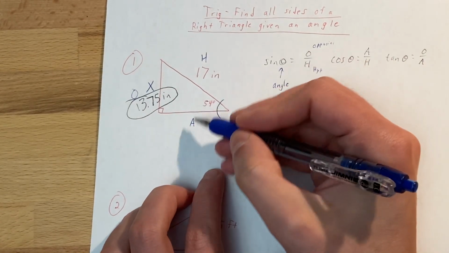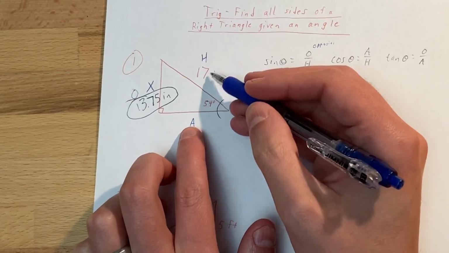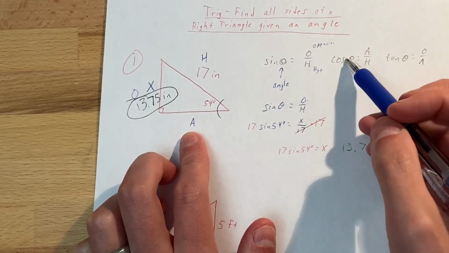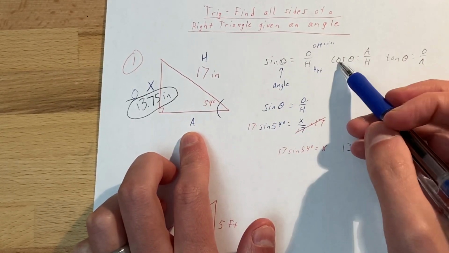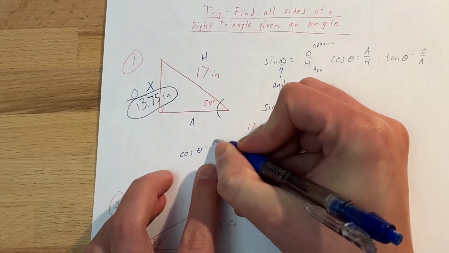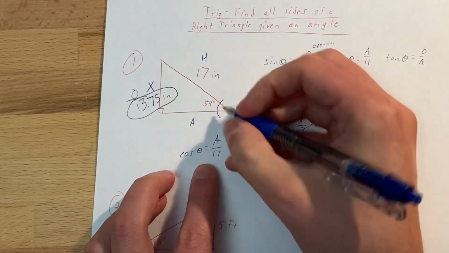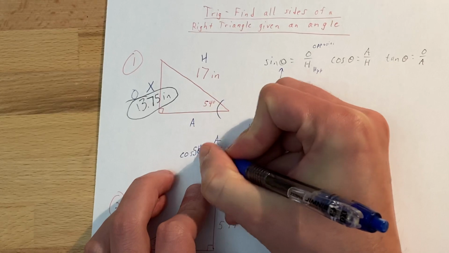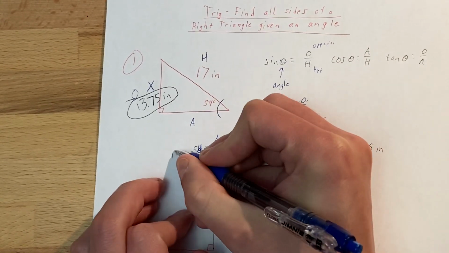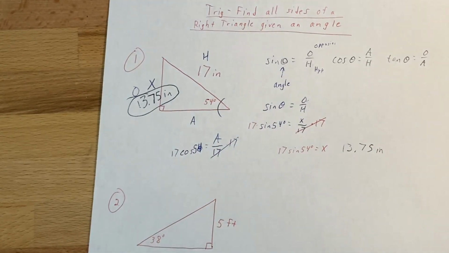So if I want to solve for this side, now I'm using the adjacent and hypotenuse. Which of these uses the adjacent and hypotenuse? Cosine. So I would say the cosine of the angle is equal to the adjacent over the hypotenuse. But we know that the angle is 54. I forgot to write 54. And once again, we would multiply both sides by 17 to get rid of that.